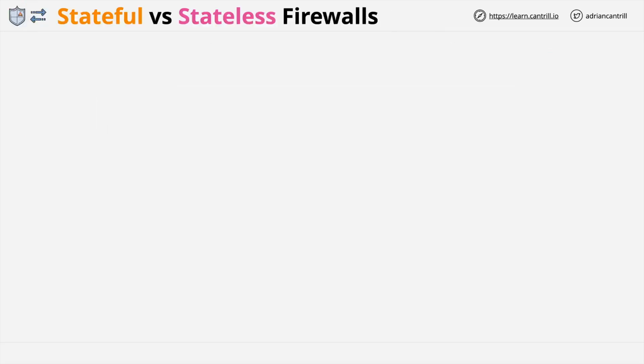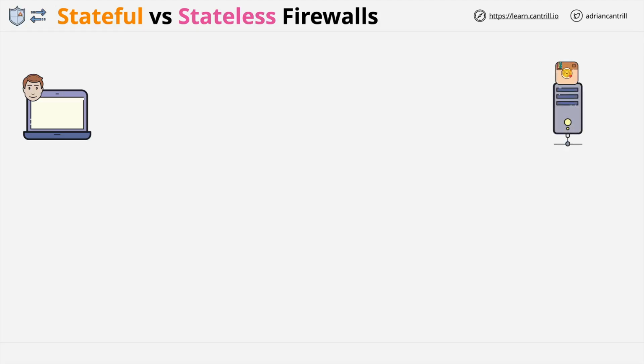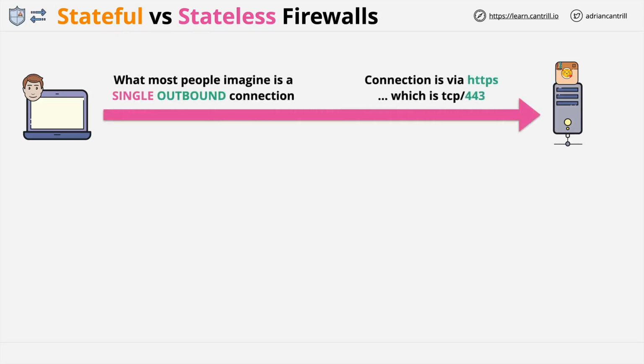Let's say that we have a user here on the left, Bob, and he's connecting to the Catagram application running on a server on the right. What most people imagine in this scenario is a single connection between Bob's laptop and the server. So Bob's connecting to TCP port 443 on the server, and in doing so he gets information back, in this case many different cat images.